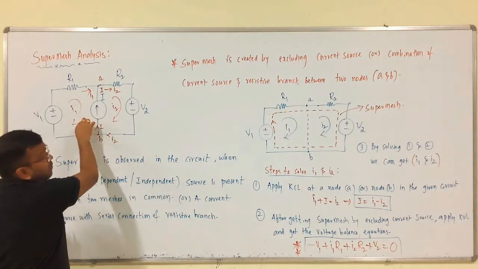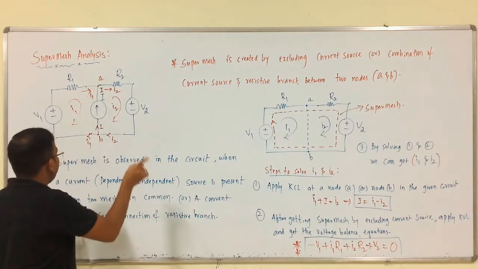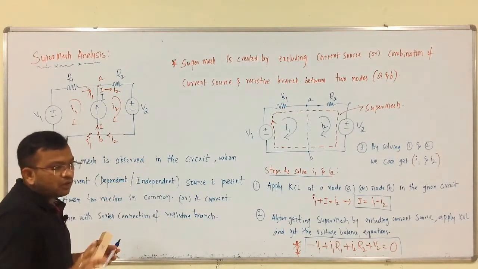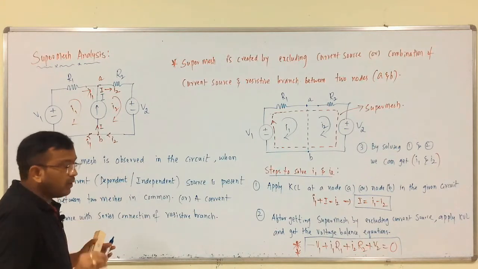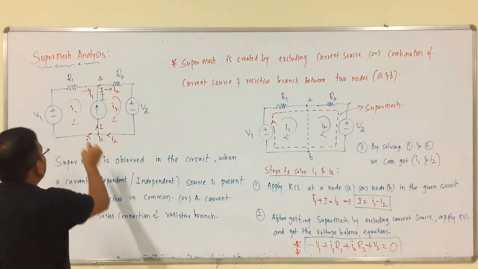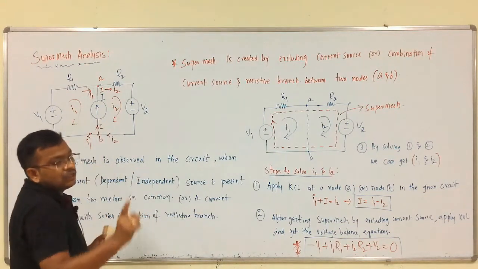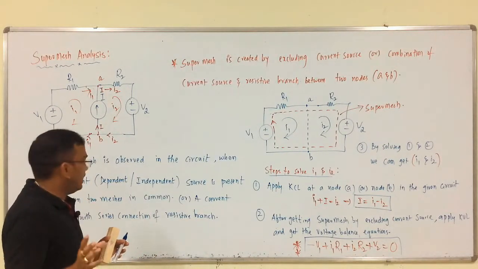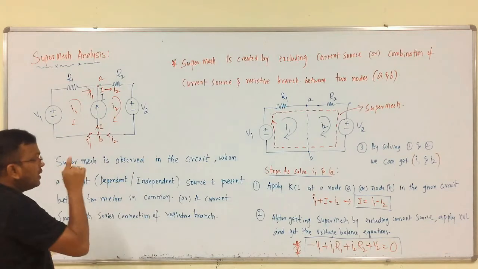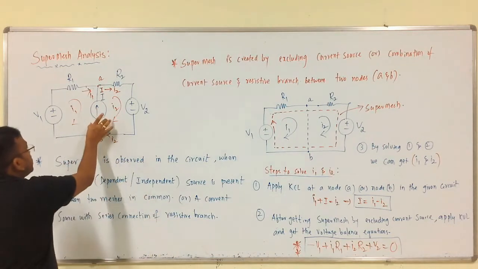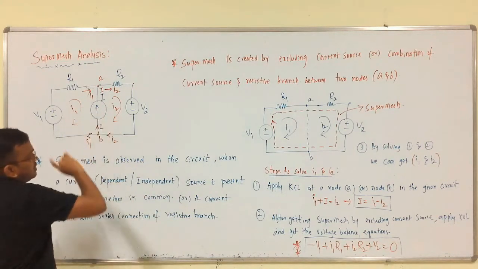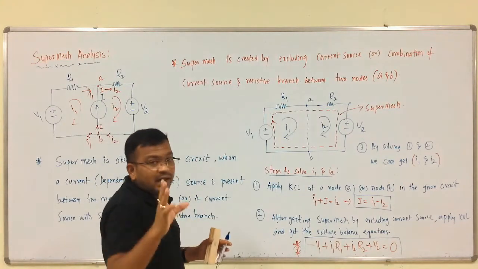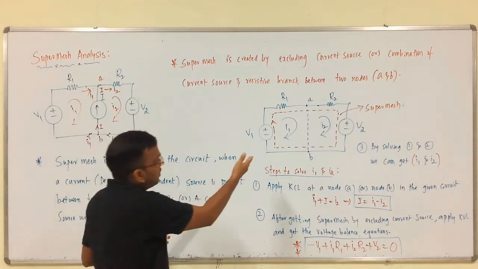If the examiner did not provide any proper current direction, then we have to observe whether this circuit is having super mesh or not. Between two meshes, if we have a current source in common, then only super mesh is created. So, super mesh is observed in the circuit only when a current source is present between two meshes. We get the super mesh by excluding the current source. This is the modified circuit.